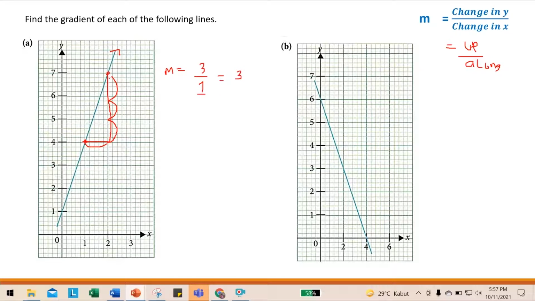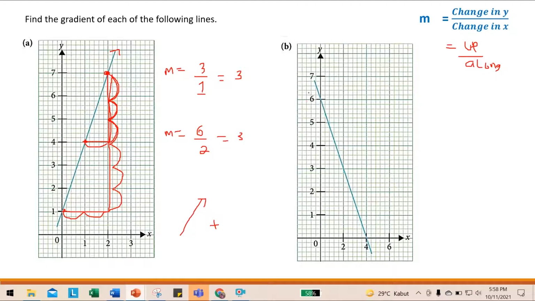Or the other way, for example, I choose another 2 points, 7 and 1. The line slopes upward, so the change in y, or the vertical change, is 1, 2, 3, 4, 5, 6. 6 out of how far along? 1, 2. 6 divided by 2 is 3. So remember, if the line slopes upward, its gradient is positive.